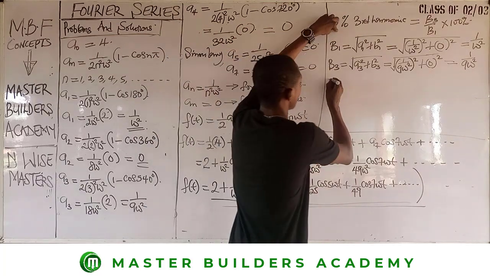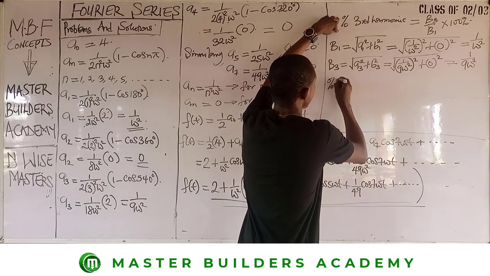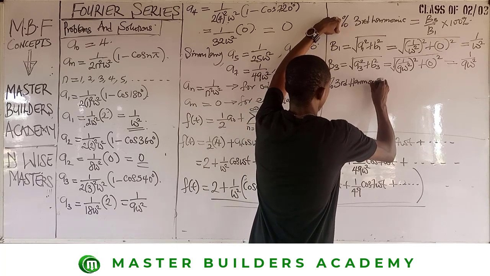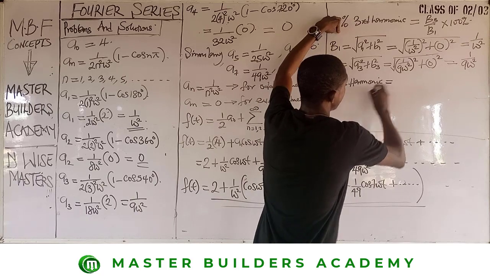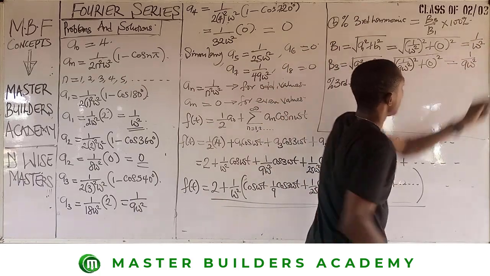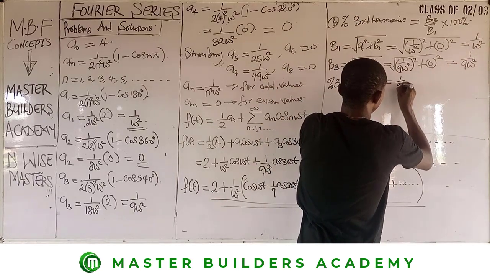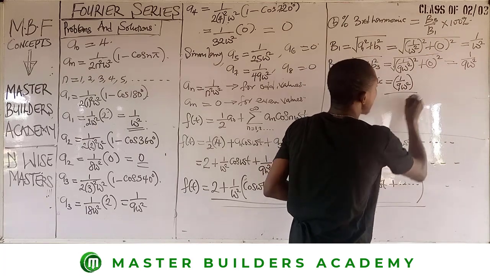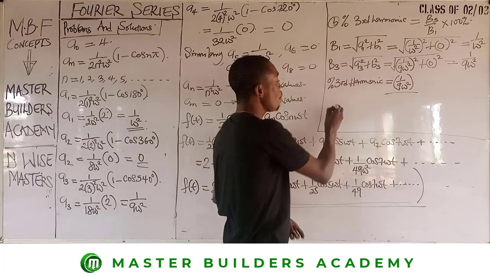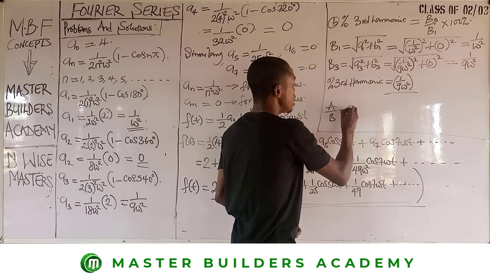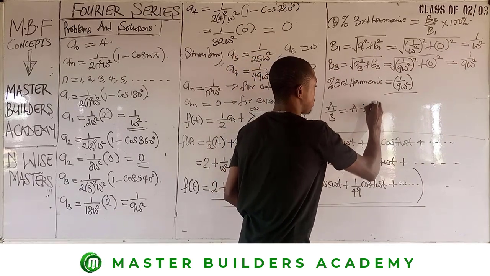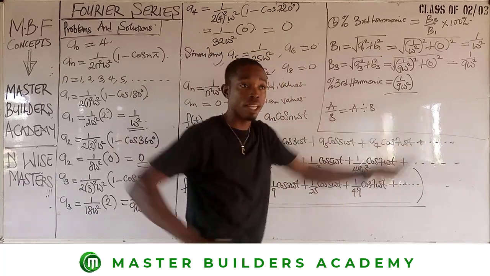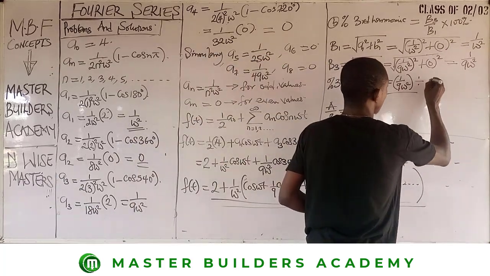So we have percentage third harmonic is equal to, what's our B3? Our B3 is 1 over 9 angular square. Now divided by, so in this case, if you believe that A over B is the same thing as A divided by B this way, then I'm going to use this division so that I can maximize this page here. Okay, so I'll use this division.